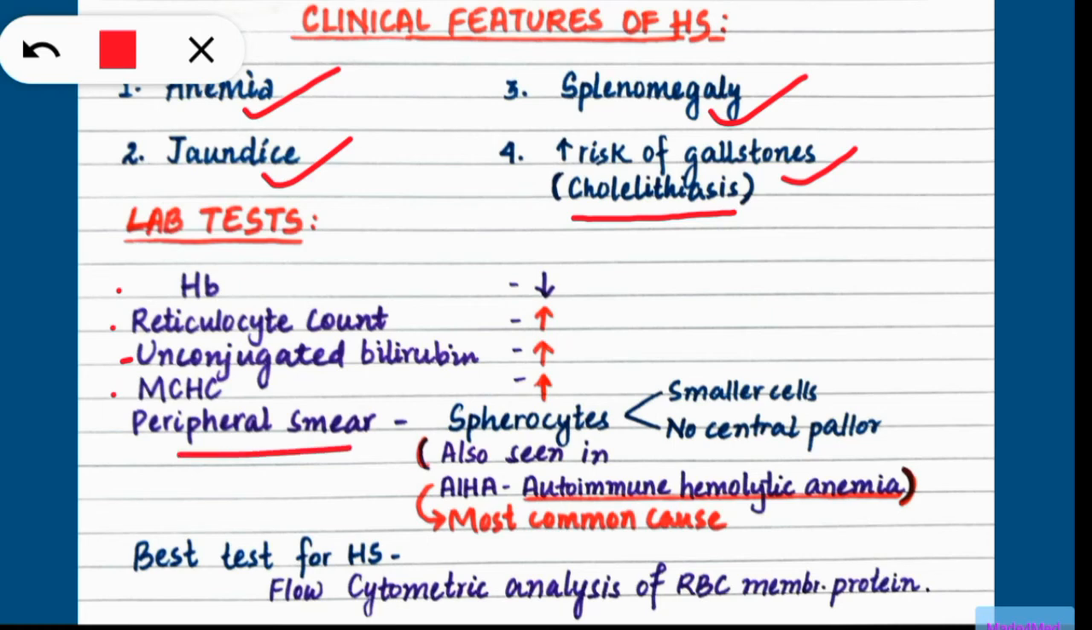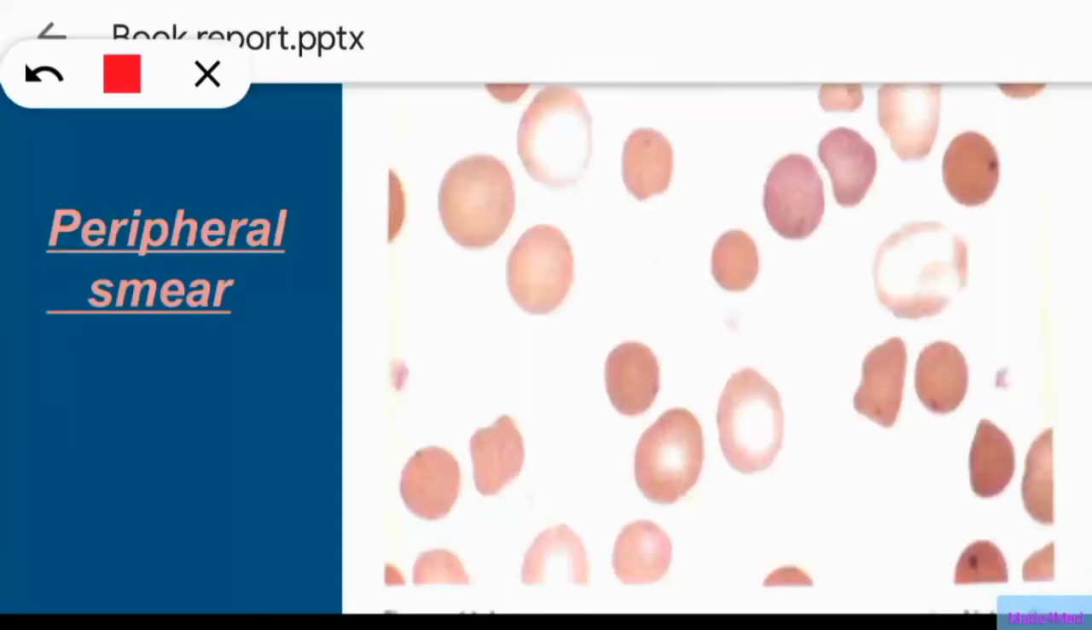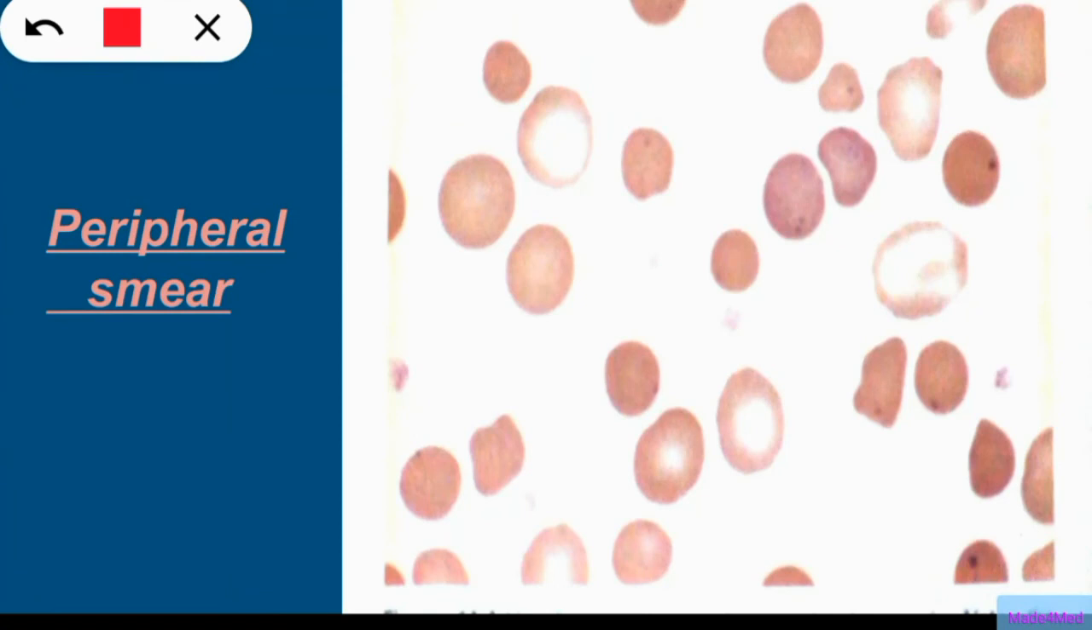In the peripheral smear, we will see spherocytes, which are smaller cells and lack central pallor. Remember, spherocytes are also seen in another condition called autoimmune hemolytic anemia, and this is the most common cause of spherocytes. Now, the best test for hereditary spherocytosis is flow cytometric analysis of RBC membrane protein. Here you can see the peripheral smear. These dark colored spherical RBCs are spherocytes.